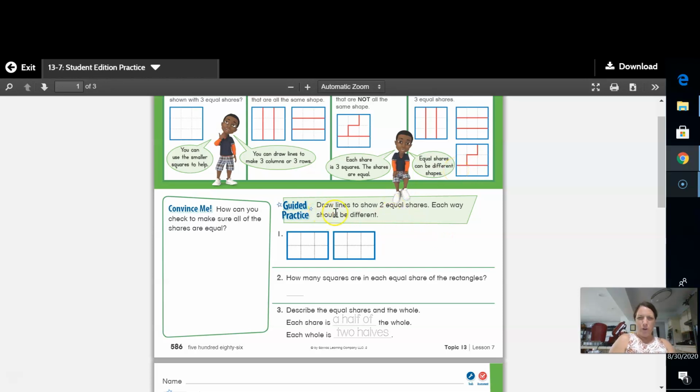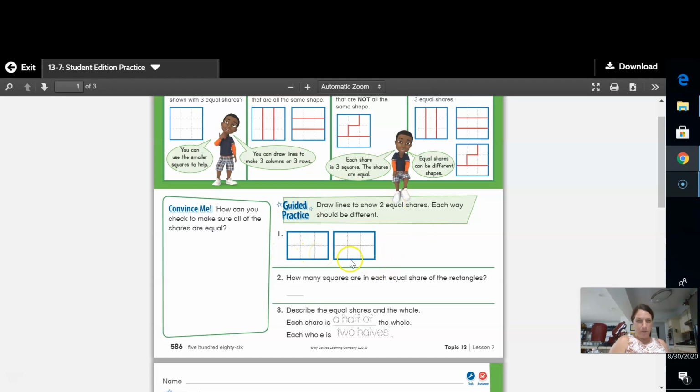All right, so it says draw lines to show 2 equal shares. Each way should be different. 2 equal shares. Well, let's see. One way we could do it is to draw a line across the middle here, and then how many little squares would be in each of my shares? If I draw a black line across the middle, or do that with your pencil on your paper, then we have 1, 2, 3 in the top half, and 1, 2, 3 in the bottom half.